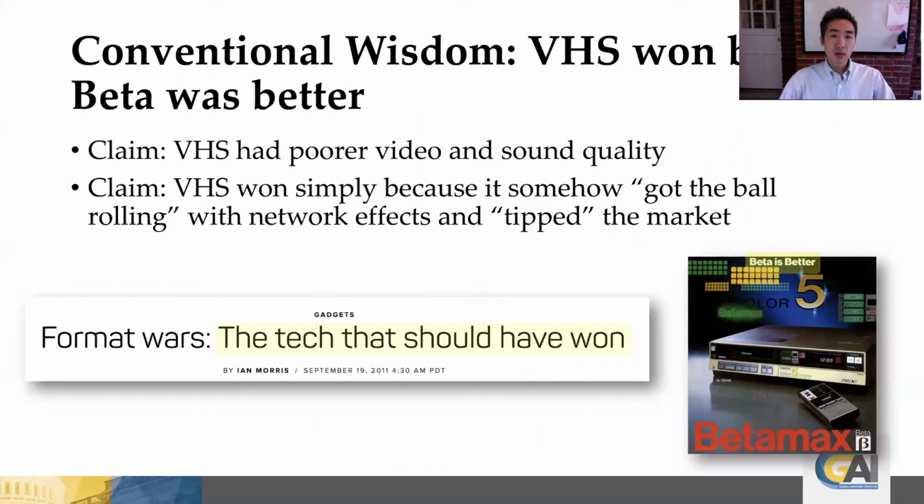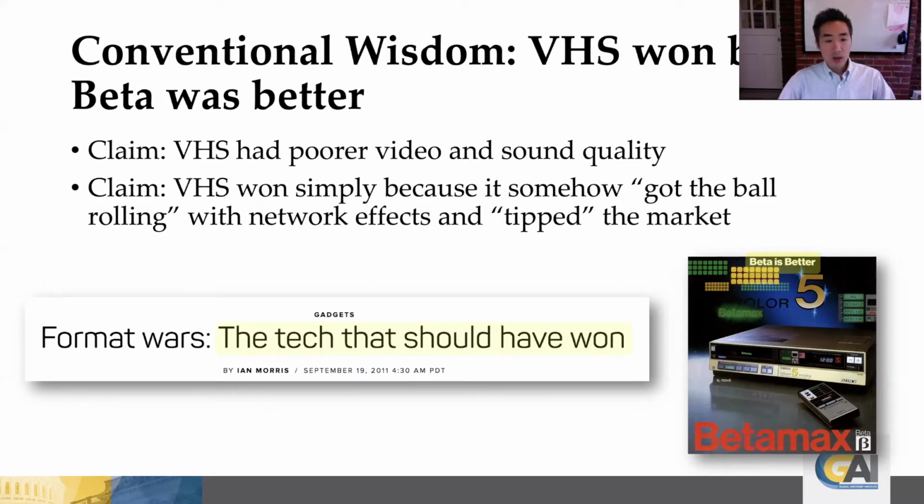So this has led some to use this as an example of networks tipping towards one, VHS, over another, Beta, even though the claim is that VHS had poor quality, both in video and sound, and it somehow won simply because it got the ball rolling, and then it got that network effect. One thing to note is, recall that VHS came in after Betamax, so it actually did not have first mover advantage. So it overcame Sony's first mover advantage.